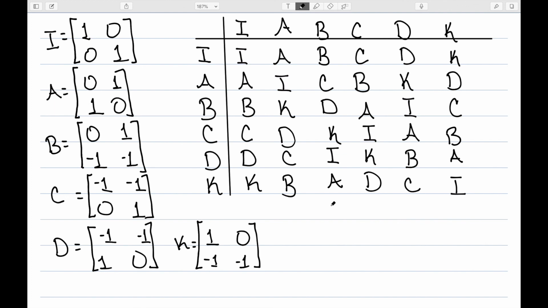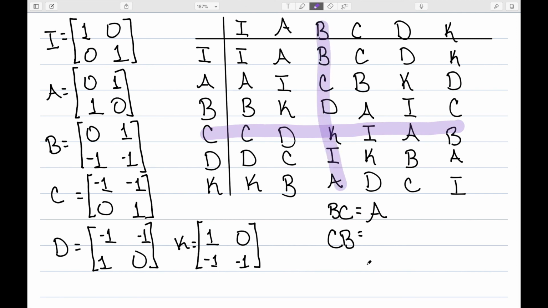I can also see that if I try to multiply, for instance, B times C, so that means row B, column C, I get that the answer is A. On the other hand, if I try to multiply C times B, this time I'm going to use row C and column B, and I get that my answer is K. So therefore, this is an example of a group that is not abelian.